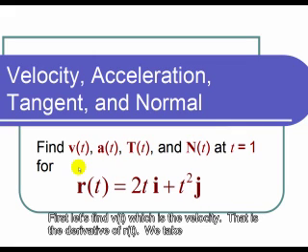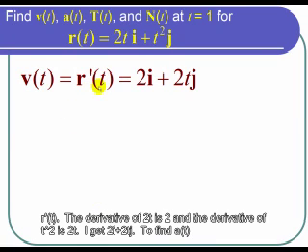So first let's find v of t, which is the velocity, and that is the derivative of r of t. So we take r prime of t, the derivative of 2t is 2, and the derivative of t squared is 2t. So I get 2i plus 2t j.